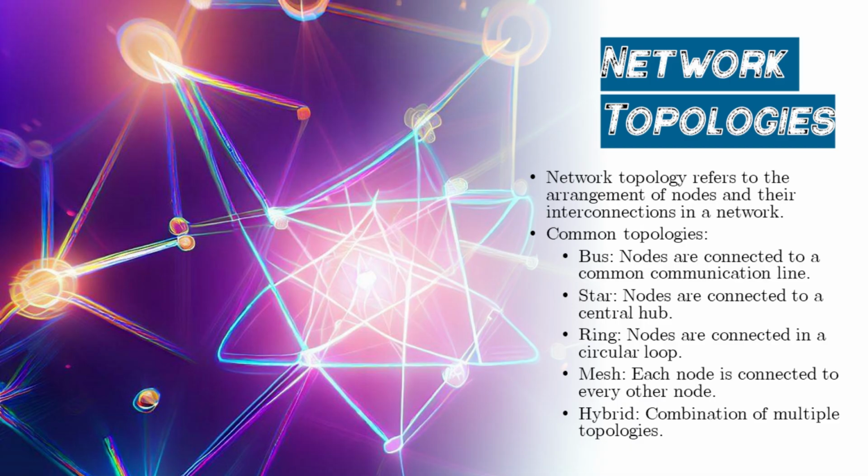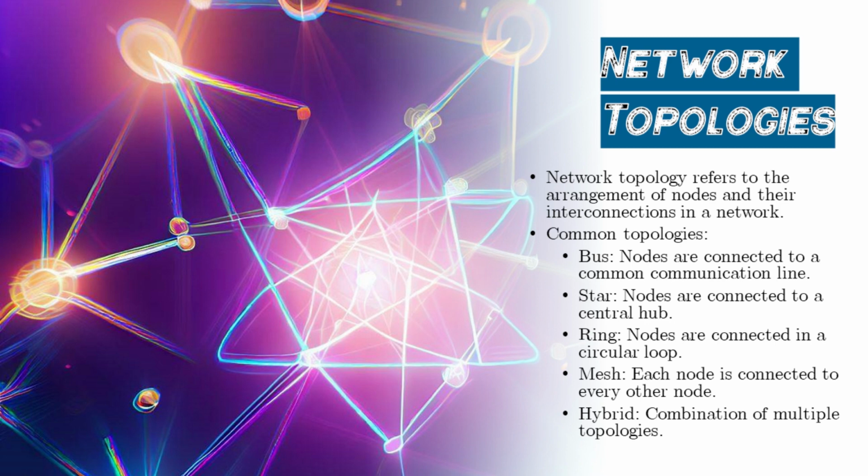Network topologies. In computer networks, topology refers to the arrangement of nodes and their interconnections. There are several common network topologies that define how devices are connected within a network. The first topology is the bus topology, where devices are connected to a common communication line called a bus. This topology is simple and cost-effective, but can suffer from performance issues if multiple devices transmit data simultaneously.